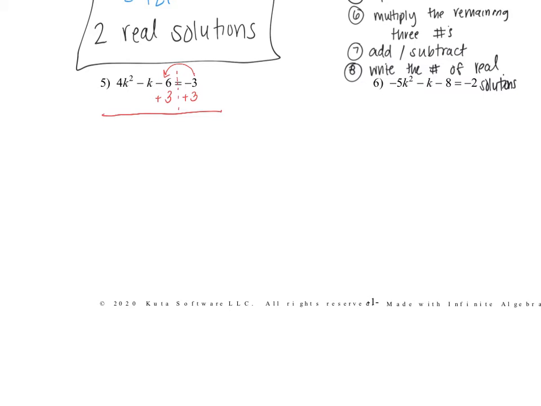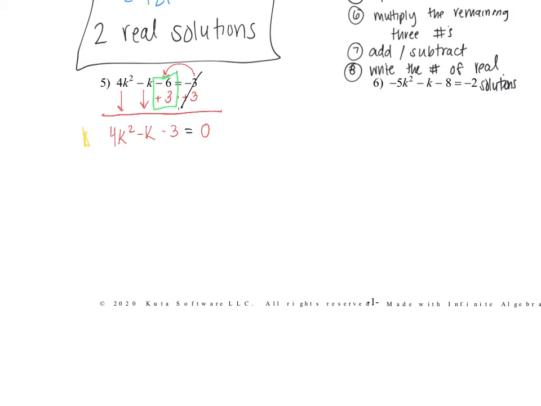Okay? So, in this case, I need to drop down my 4k squared. I'm going to drop down my -k. And now I need to combine these like terms. So, -6 plus 3 is -3. And on this side, this will cancel out, and now we are equal to 0. Okay? So we are now set equal to 0.